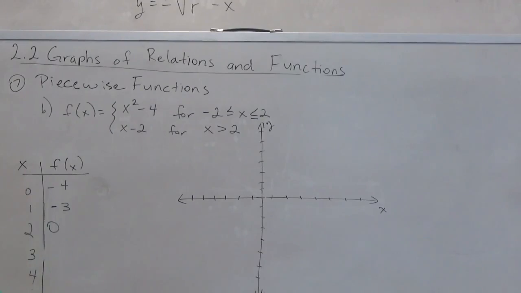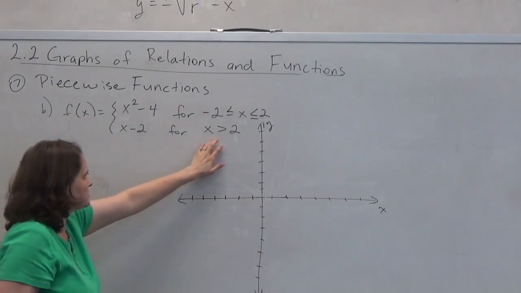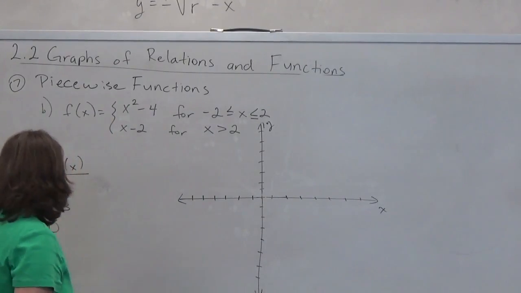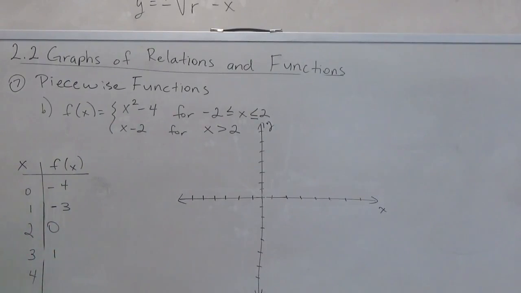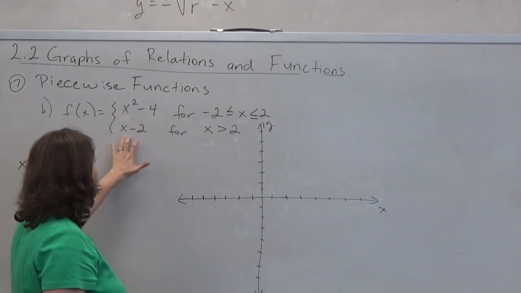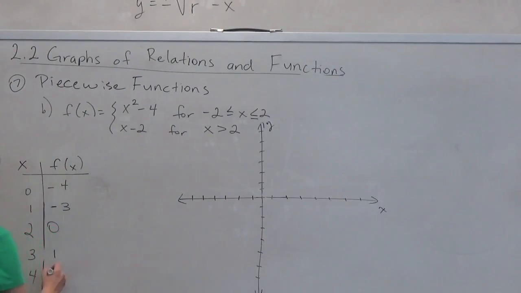When x equals 3, now I'm in the bottom because 3 is greater than 2. 3 minus 2 gives me 1. When x equals 4, 4 is greater than 2, so I'm in the bottom. 4 minus 2, my y value is 2.